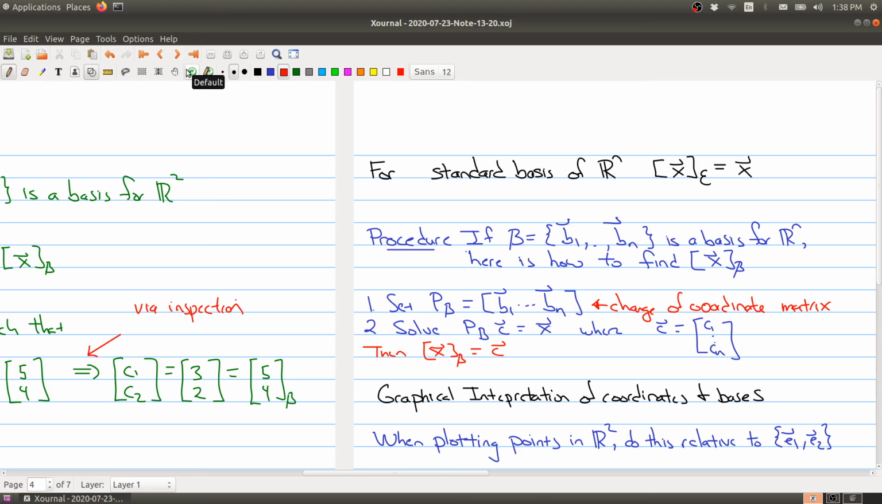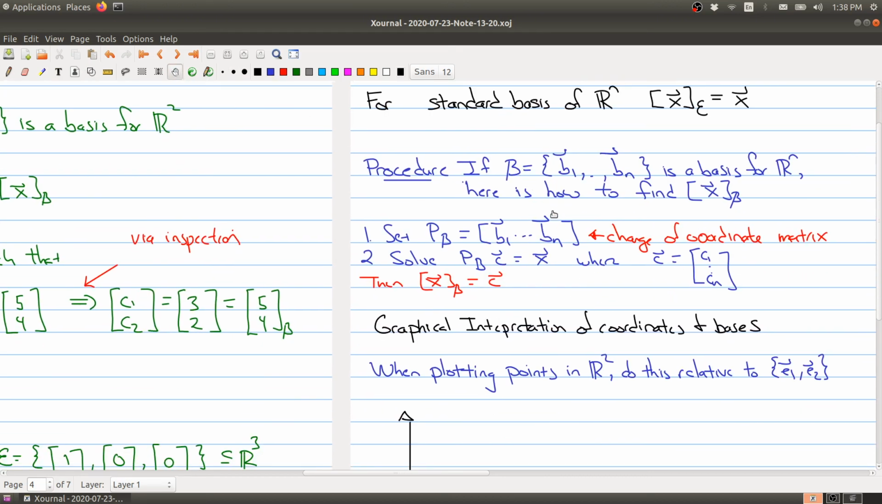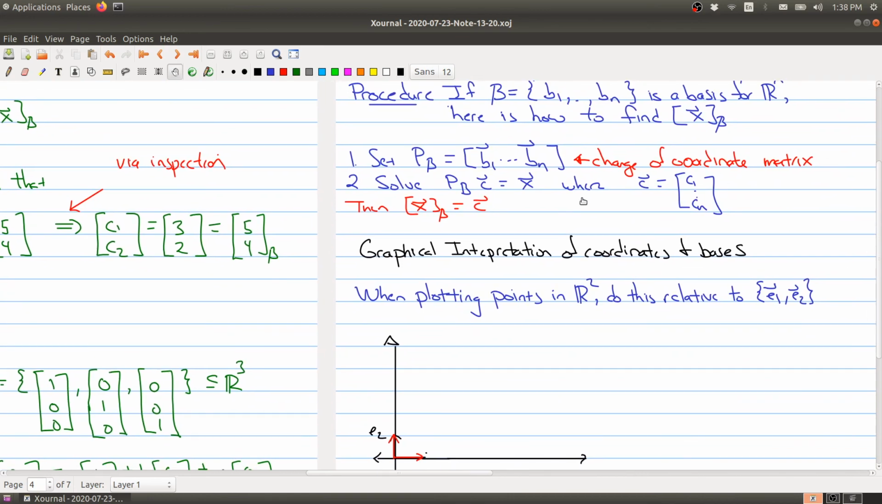We'll take a little pause in our lecture, and then in part 3 of today's lecture, we're going to look at a graphical interpretation of coordinates and bases.